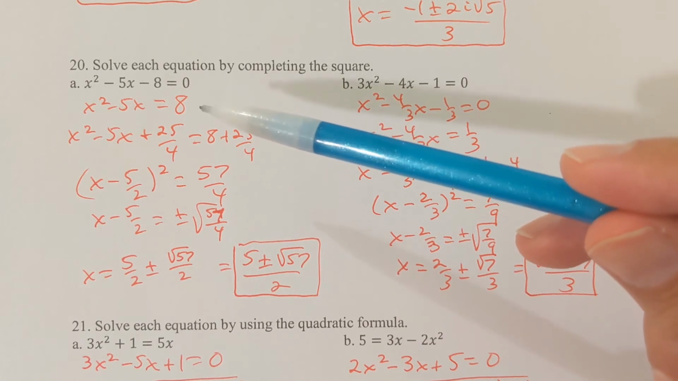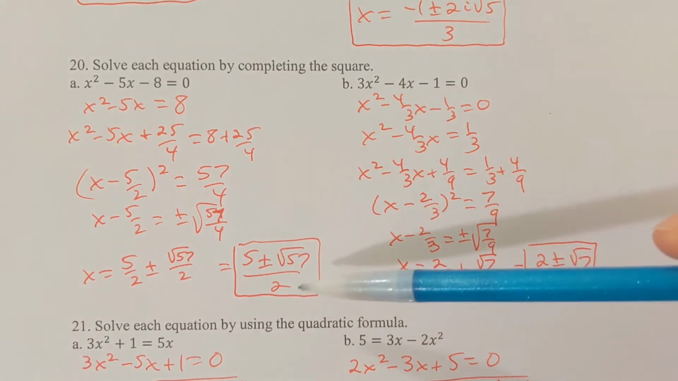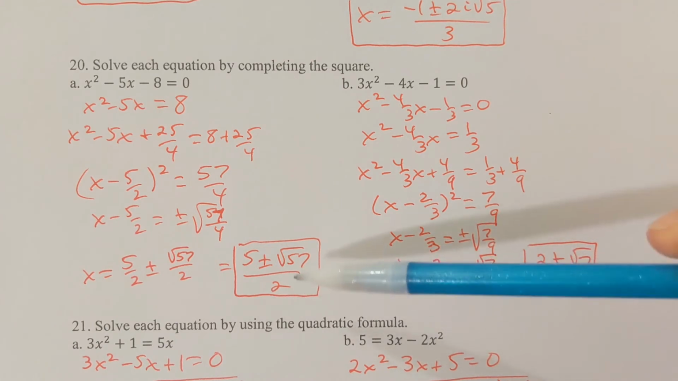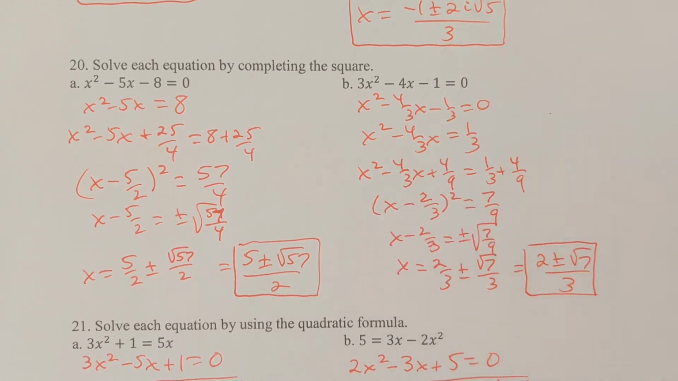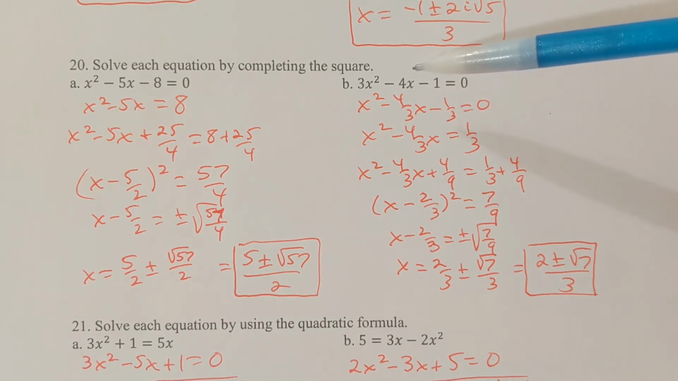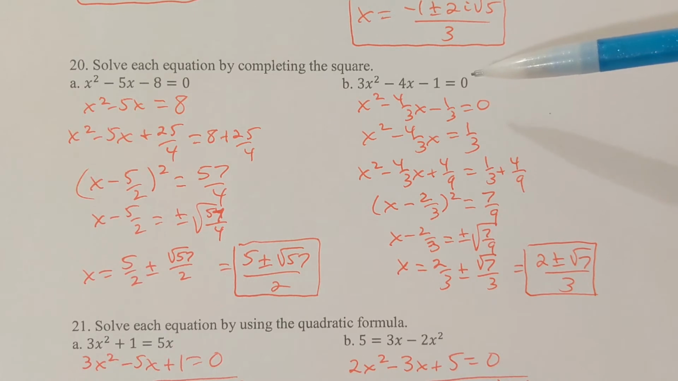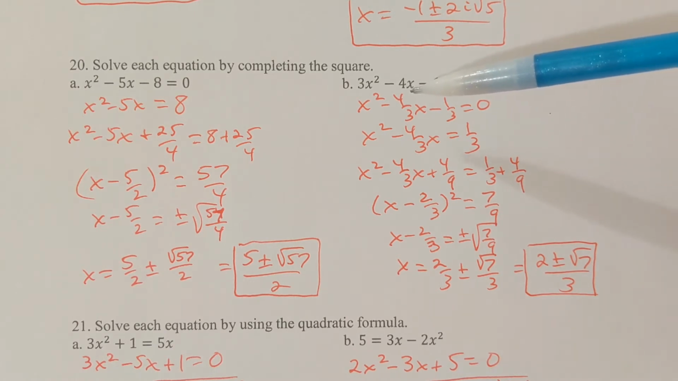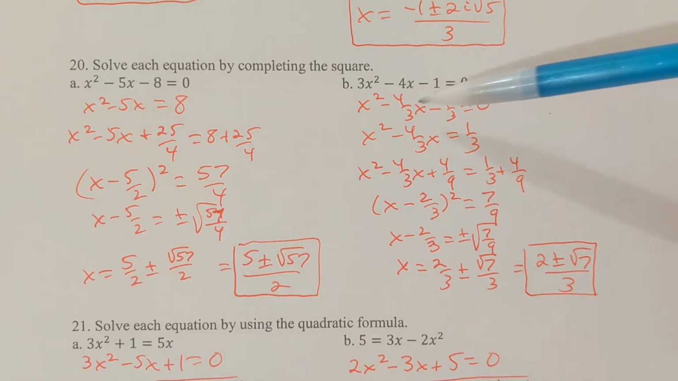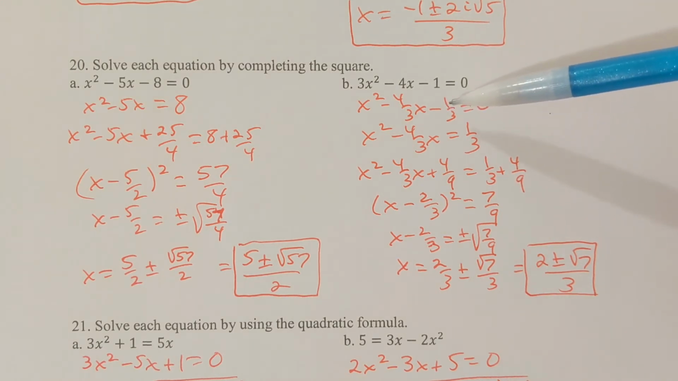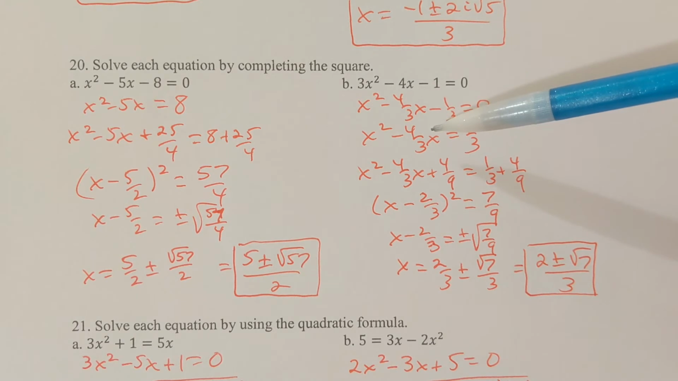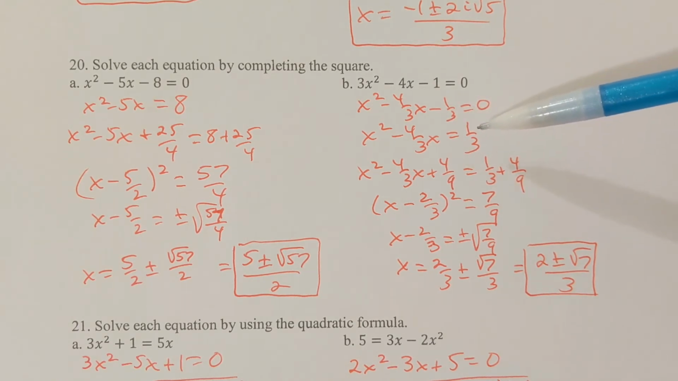Okay, although it would be easy to check, these are the nasty factors, and these are not natural numbers that you'd be guessing and checking. The next one, 3x squared minus 4x minus 1 equals 0. Well, if I divide by 3, x squared minus 4/3 x minus 1/3 equals 0. Add 1/3 to both sides.